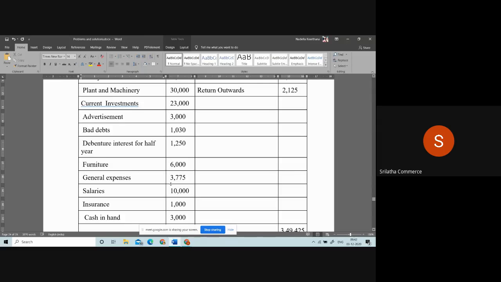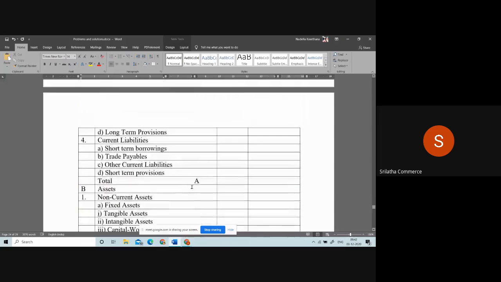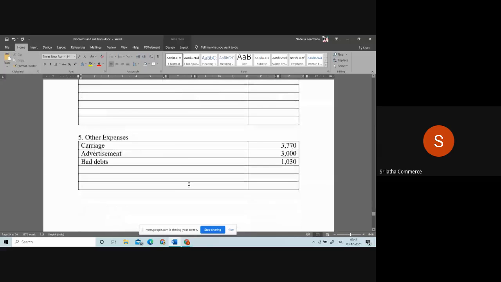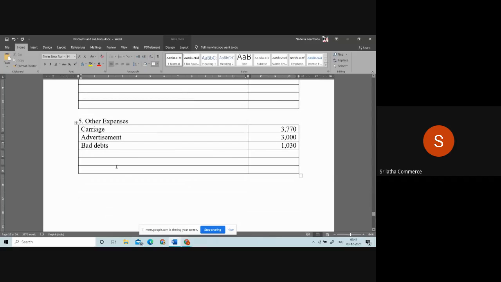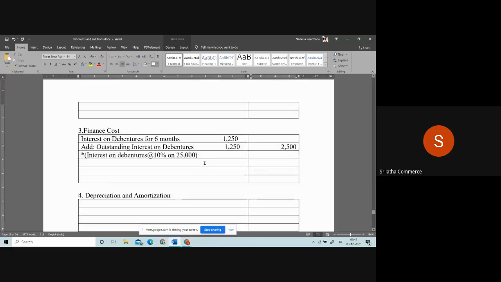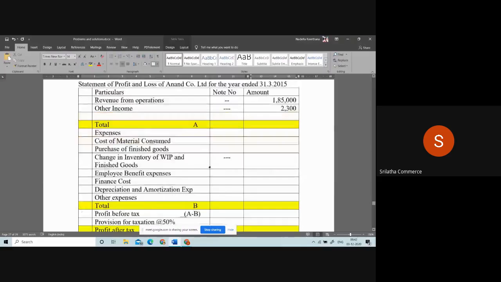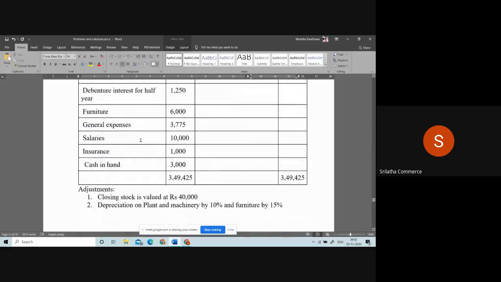General expenses comes under other expenses, 3,775. So general expenses under other expenses, 3,775. Am I correct, ma'am? Please tell me, ma'am, if I'm writing any amount wrong, because in scrolling I may make a mistake. So general expenses, then salaries 10,000.